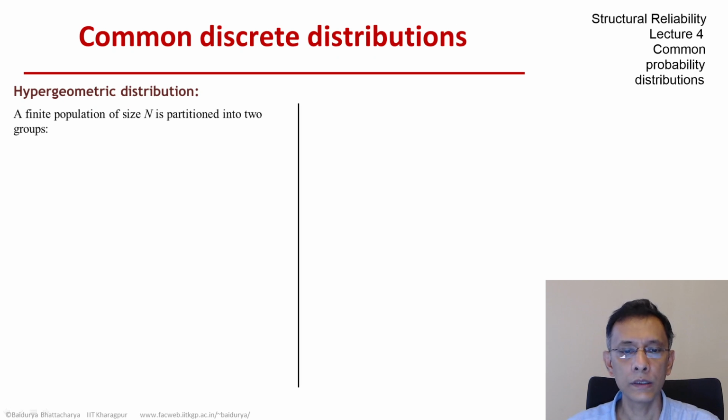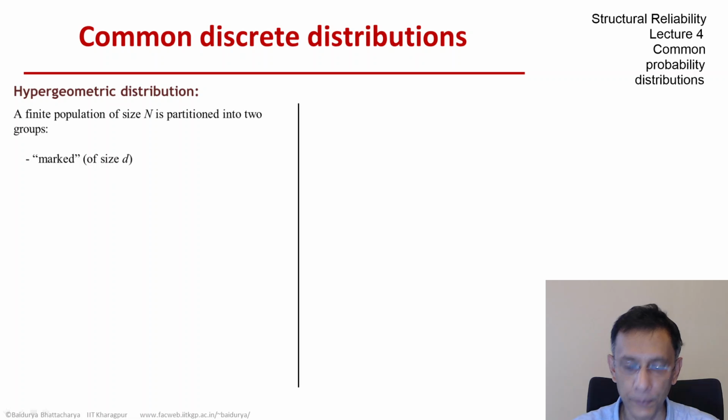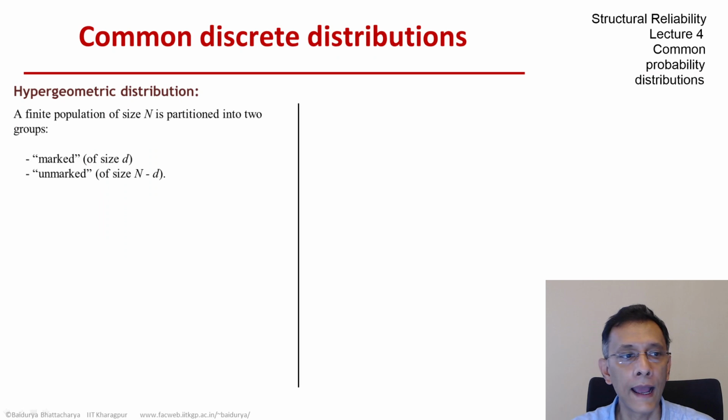Let's continue our discussion on common discrete distributions. The next one is hypergeometric, and we'll end this discussion with the Poisson distribution. So the hypergeometric distribution comes when you are selecting without replacement from a finite population which has two kinds of members, marked and unmarked, but otherwise these are indistinguishable.